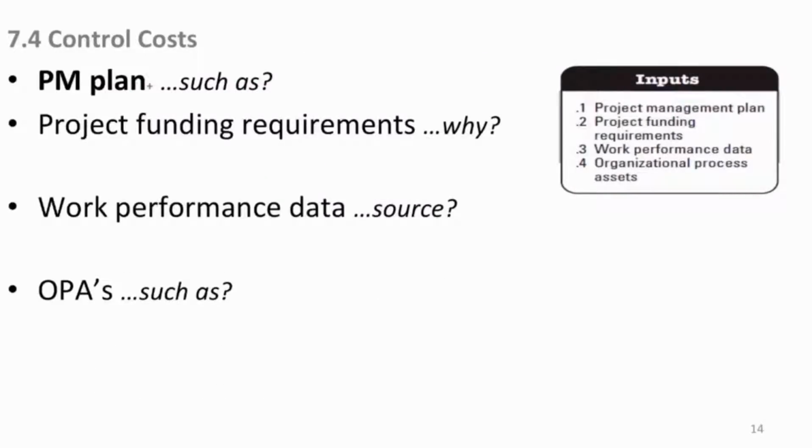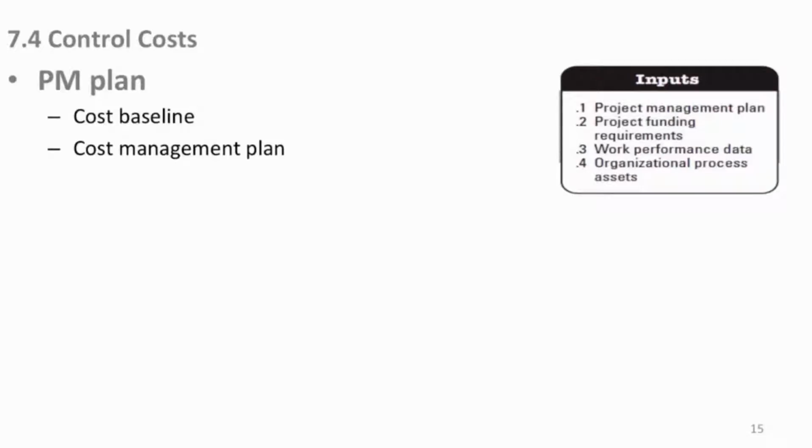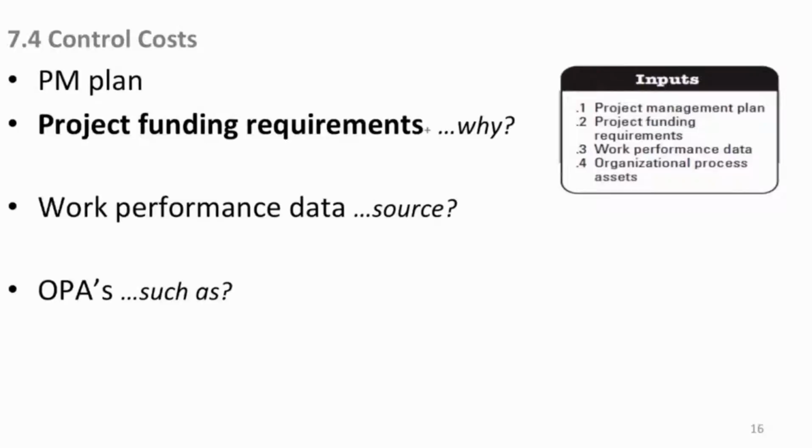Okay, so our inputs, the PM plan. Well, what elements of the plan will help us control costs? Well, obviously the cost baseline and the parameters that are in the cost management plan. Project funding requirements, we should know now, are extremely critical because that is the pot of money we have available at any point in time to meet the commitments that we've expended by conducting the activity and producing our deliverables.